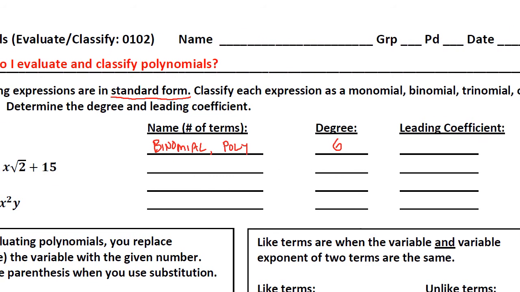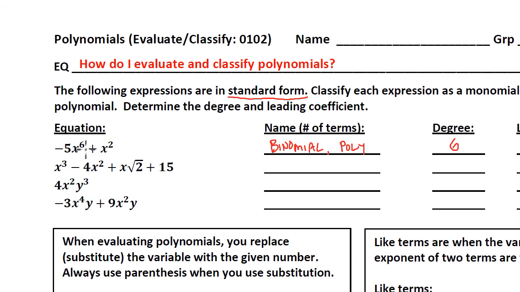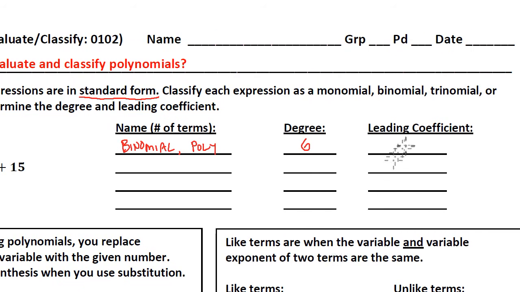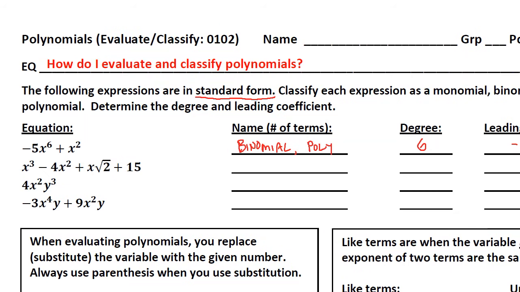And then the leading coefficient, well, we're already in standard form. Standard form shows us that the leading coefficient is always on the first term because that's the term with the highest exponent. If these terms were not in standard form, you would have to put them in standard form, and then your leading term would be the first coefficient that you would see. So in this case, our leading coefficient is negative 5. Now, I want you to take a moment, pause the video, and go ahead and try to do the next 3 on your own. So pause the video now.